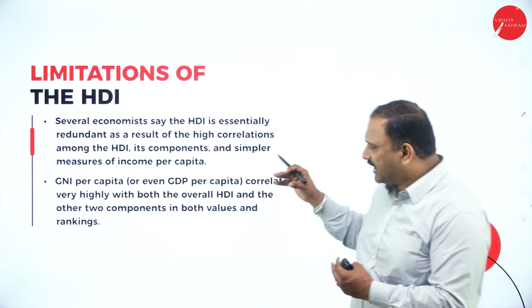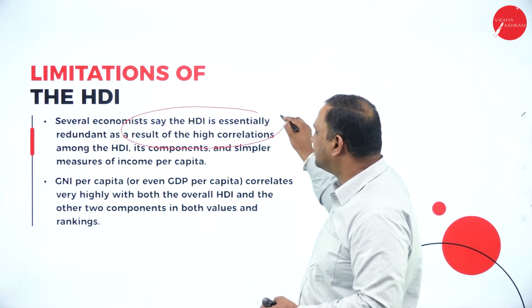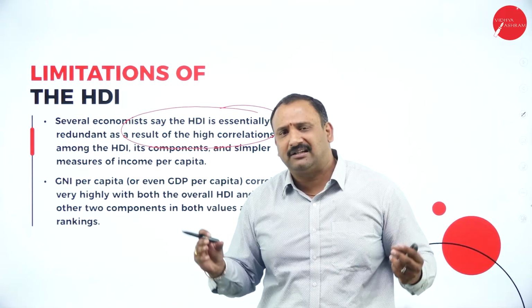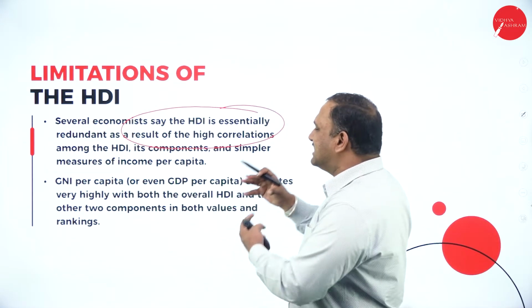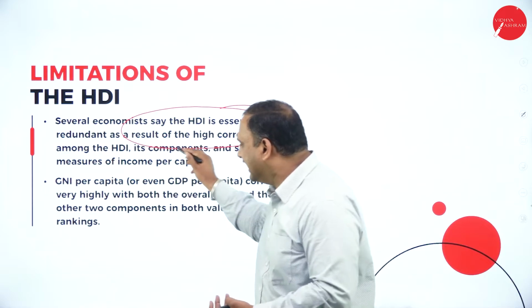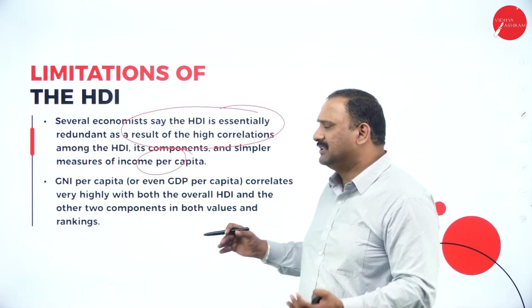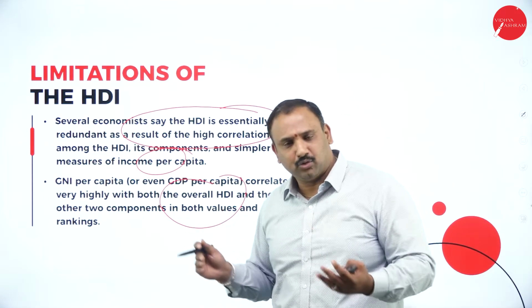Followed by, several economists also say that HDI is essentially redundant as a result of high correlations among HDI, because very common factors are found within certain countries, and the components are very, very simple measures of income per capita. Now, when you look into the gross national income altogether, that correlates very highly with the overall HDI and the other two components.